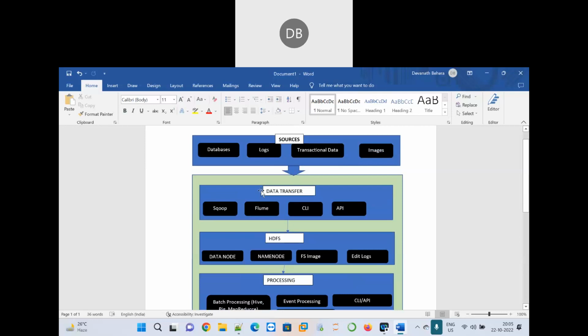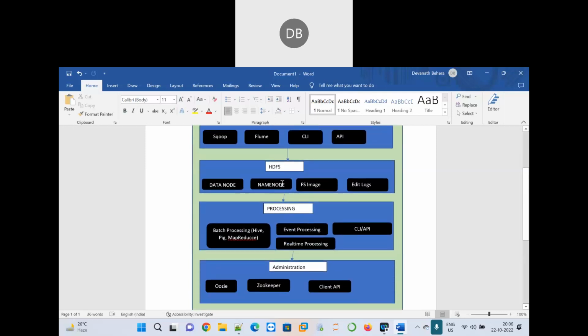Core component means there are different kinds of sections. We need some tools to transfer the data. We need one tool to store the data. Once the data is stored, how can I process it, right? Different kinds of processing are there: batch processing, real-time processing, event processing. Event processing means any live data is there. How can I process real-time data?